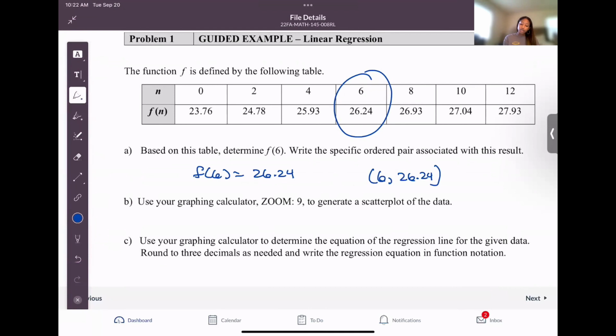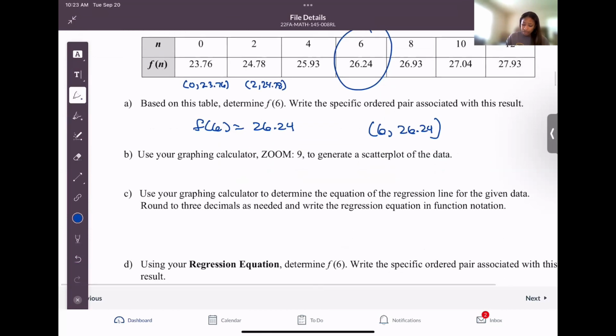Okay? It says use your graphing calculator and Zoom 9 to generate a scatter plot of the data. So we're going to take all of the points that are given here, 0, 23.76, 2, 24.78, and so on, and we're going to plot these points. We're going to use our graphing calculator to do this. The way that we put this into our graphing calculator is to put in all of the inputs in one column, and all of the outputs, f of n, in another column. Then we'll tell the calculator, hey, my x's are in this column, my y's are in this column, and it'll create the scatter plot for us. So let's do that together.